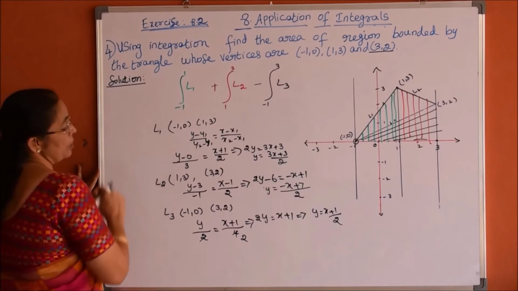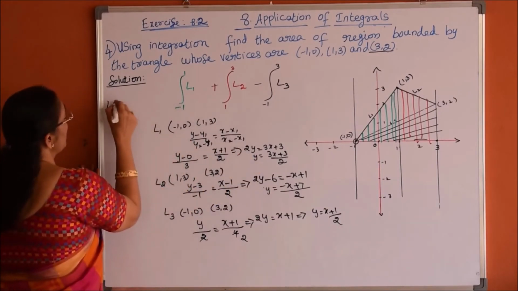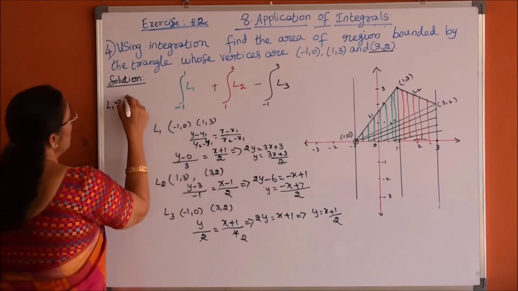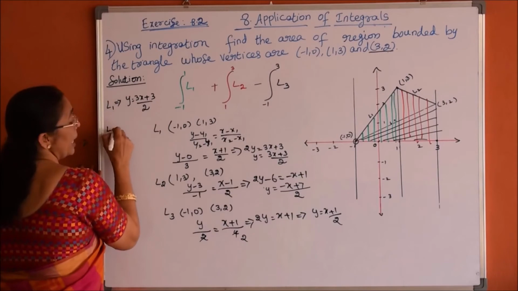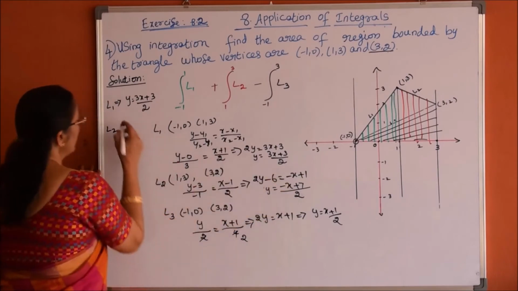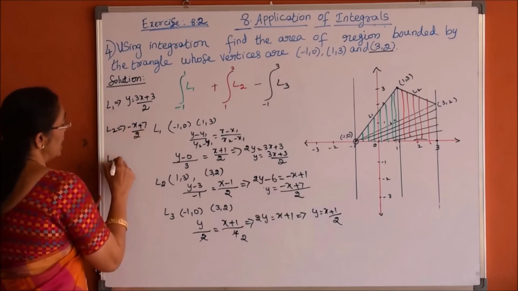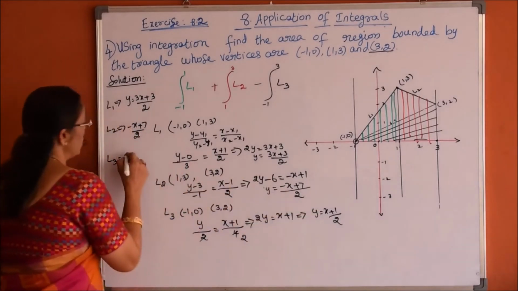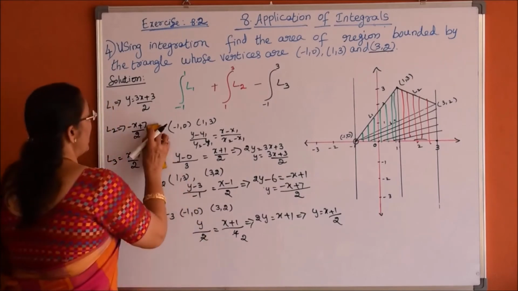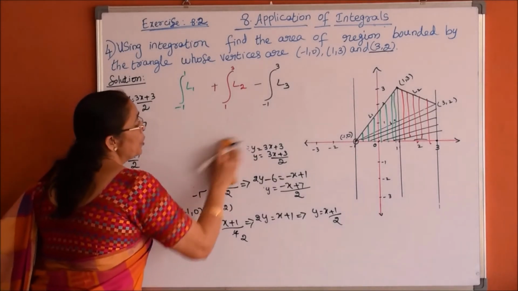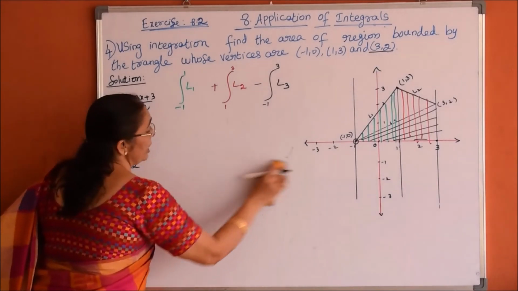So, we will substitute. First, let me write all the equations here. L1 equation is y = (3x + 3)/2, and L2 equation is (-x + 7)/2, and L3 equation is (x + 1)/2. So, we got now all the 3 straight line equations. We have to substitute in the integrals, then evaluate and find the required area.